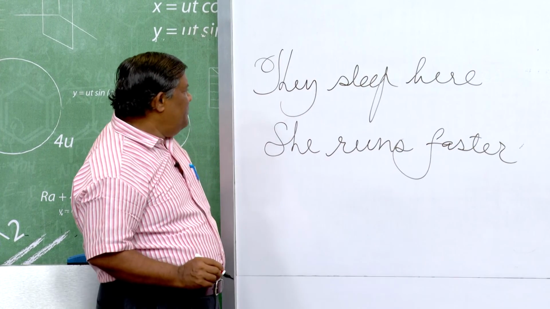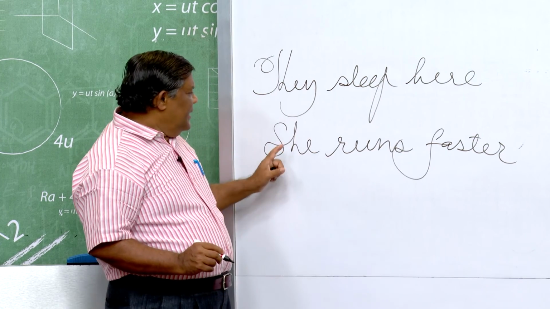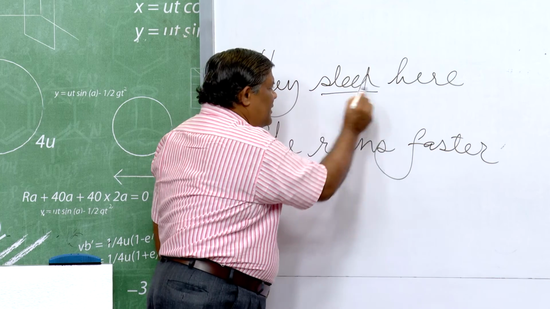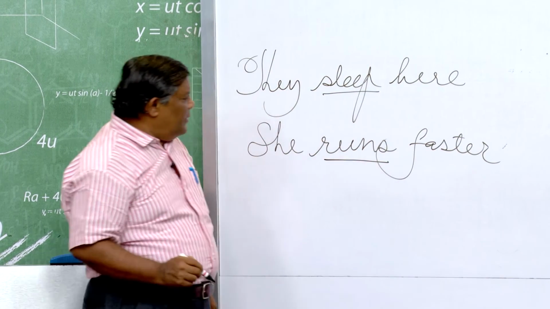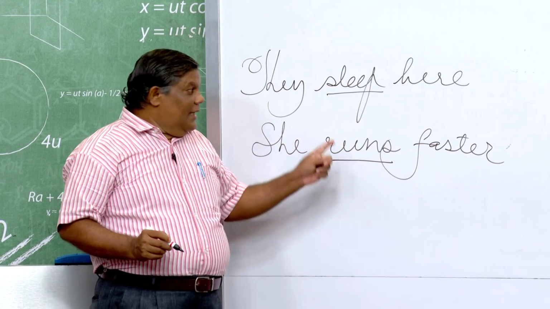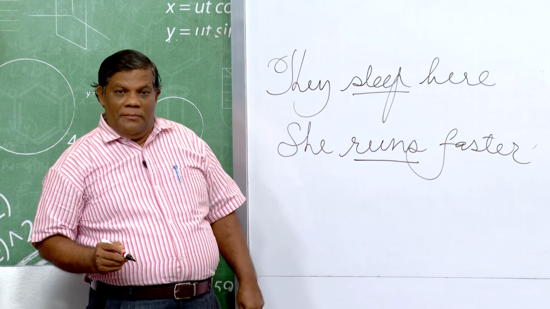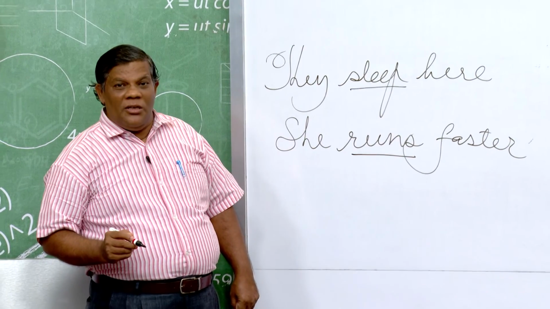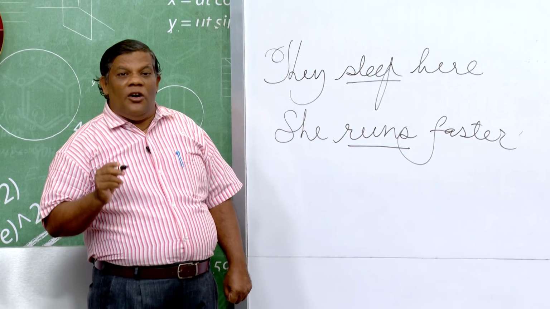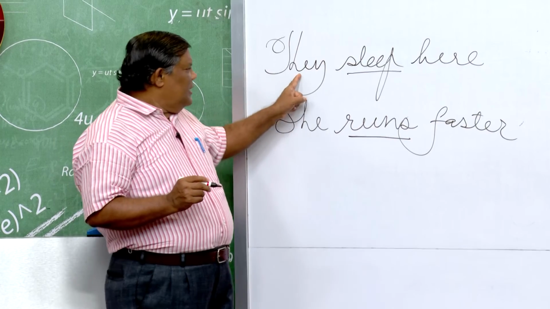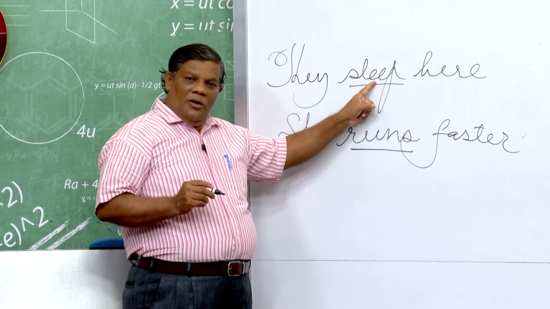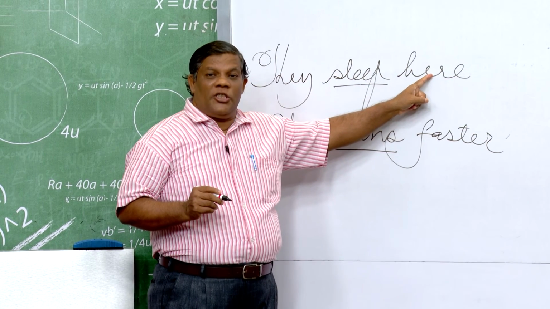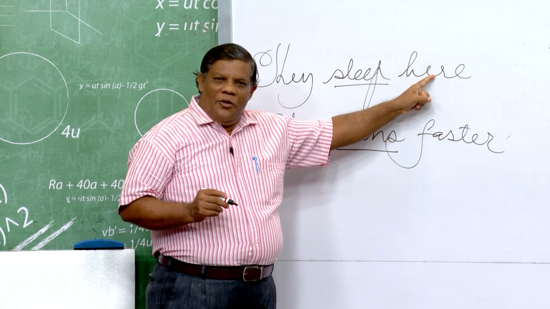I am now writing two sentences here. They sleep here. She runs faster. Here sleep is a verb and here runs is also a verb. Let us see whether they are transitive or intransitive. These verbs are called intransitive verbs because they do not carry any object. This is the subject, this is the verb, and here it is an adverb of place, it is not an object.